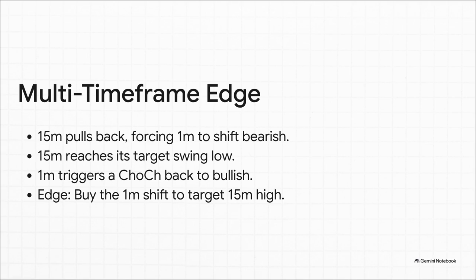It goes like this. The 15-minute pulls back, which actively forces the 1-minute to shift bearish. Then, the 15-minute finally hits its target swing low. At that exact area, the 1-minute triggers a change of character right back to bullish. There's your edge. You buy that 1-minute shift to target the old 15-minute high. By just waiting for the 1-minute chart to snap back into alignment with the 15-minute macro trend, you get an advance warning of exactly when the pullback is over.